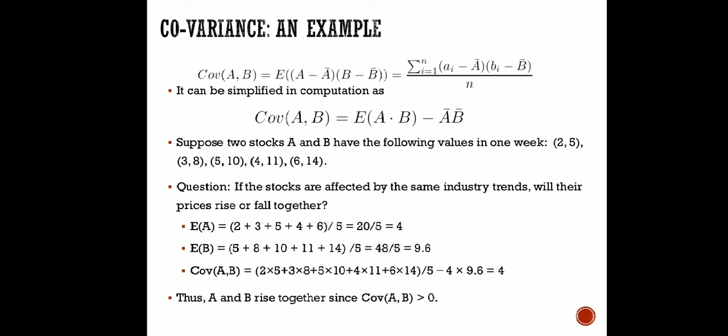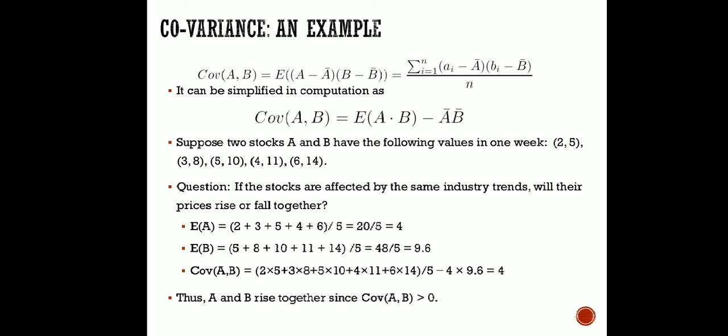You can see here some values are given for A and B: 2, 5, 3, 8, 5, 10, 4, 11, 6, 14. These are the values. So we are finding out the expected value of A. Just follow the formula we have learned so far. You can see here we have added up A's values, that is 2, 3, 5, 4 and 6, and the total number of data values is 5. So that is the mean of A, that is 4, and similarly we have found out the mean of B.